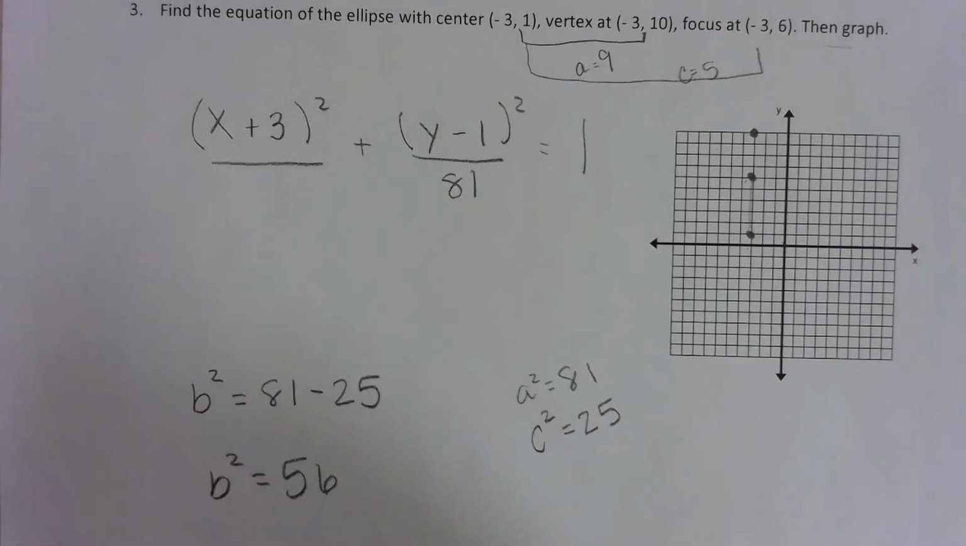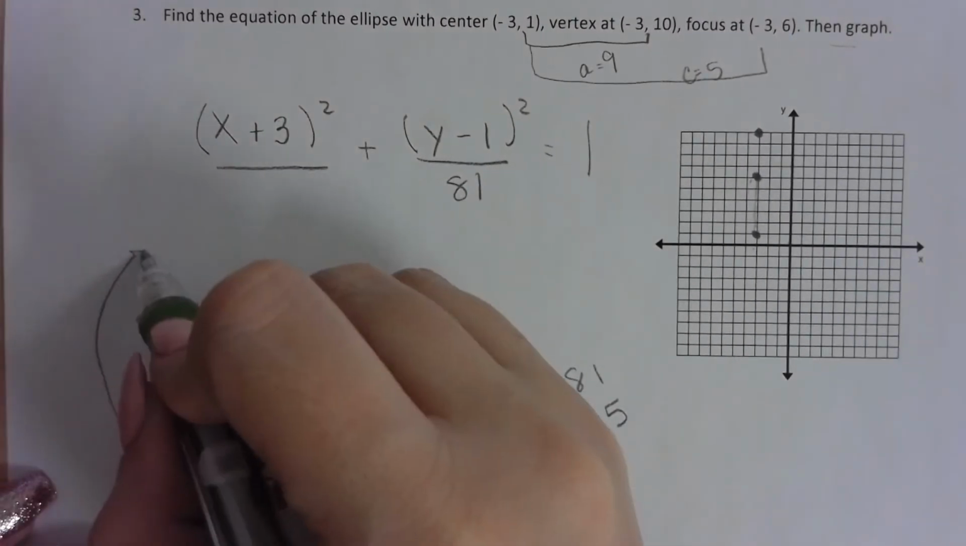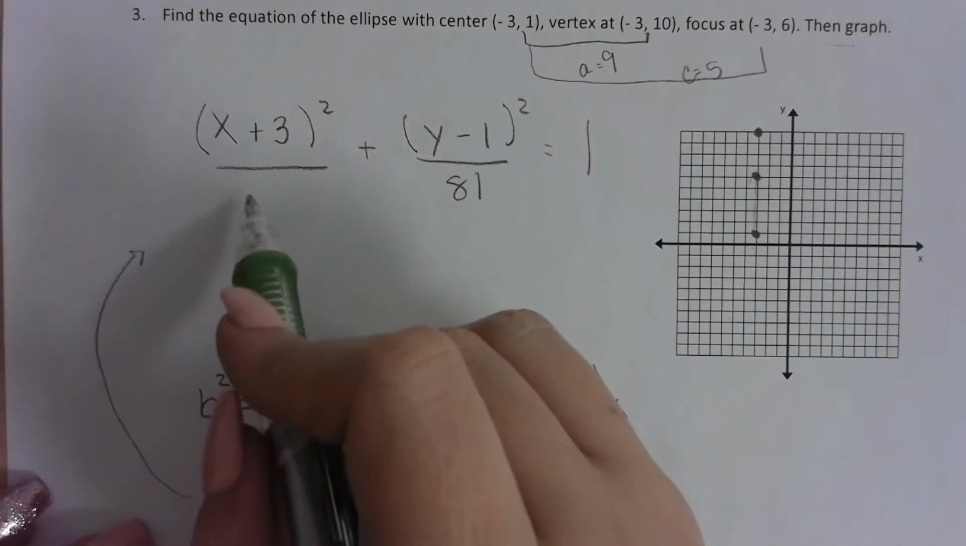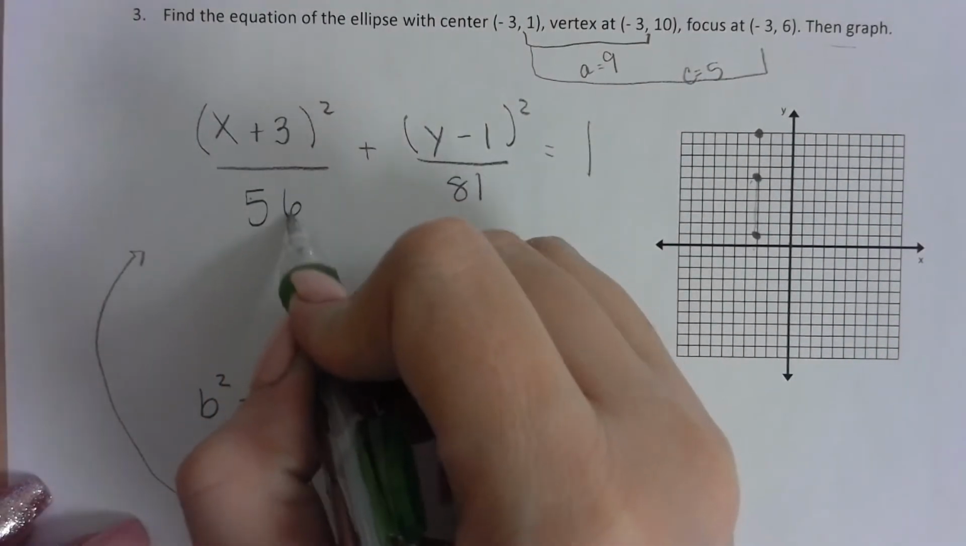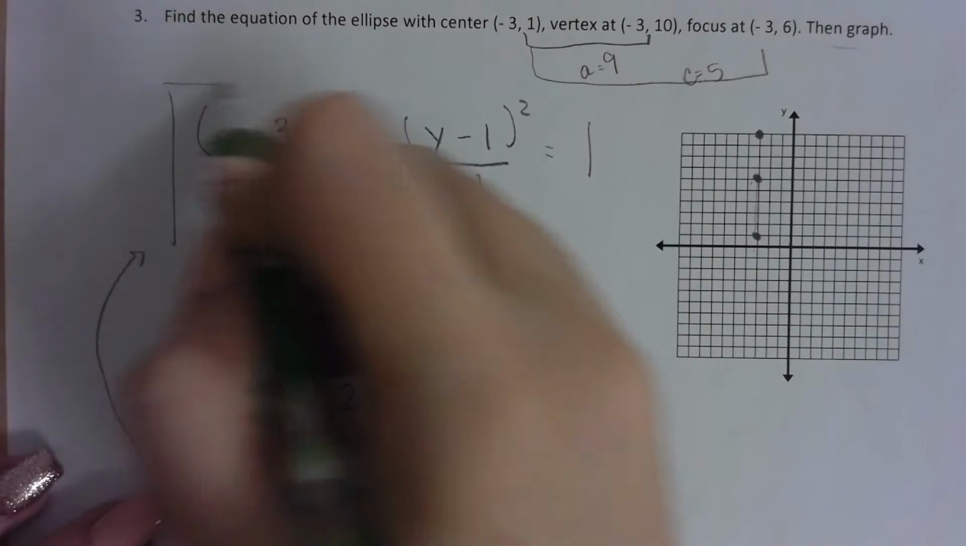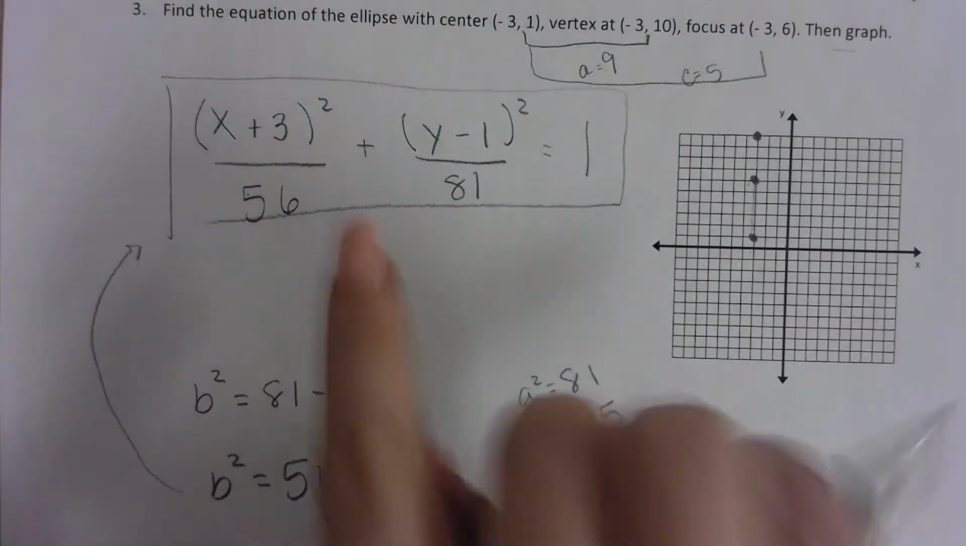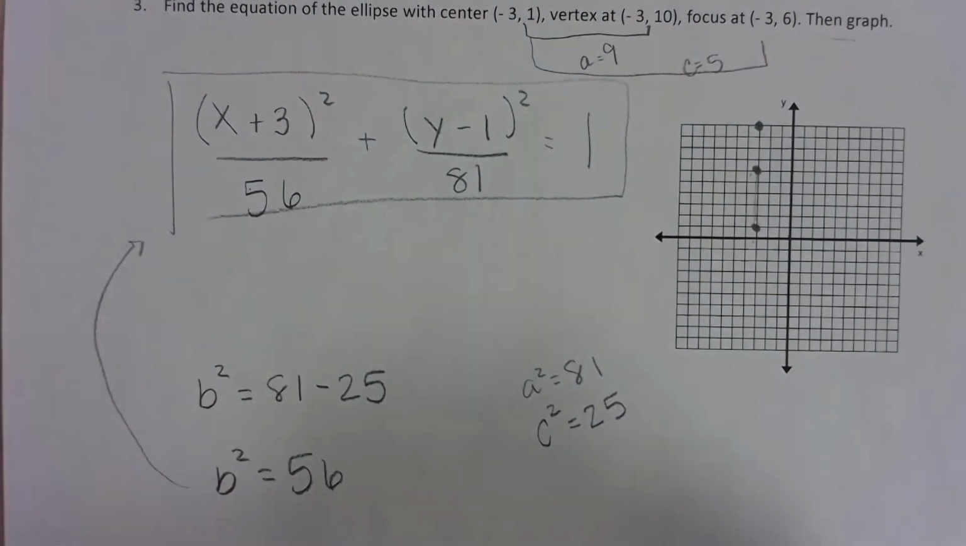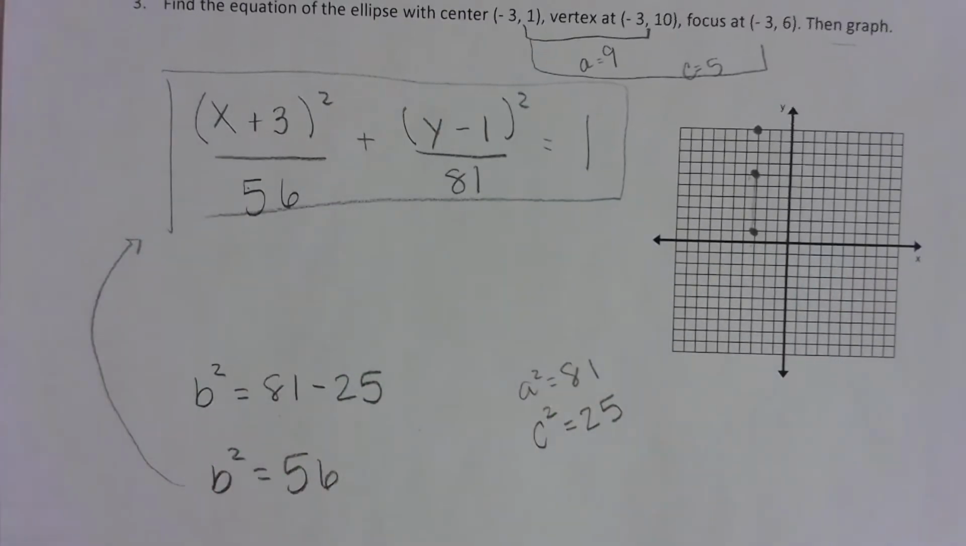which is 56. Now keep in mind, I don't really need to square root each side because all I'm doing is writing the equation, and b squared is under here anyways. So over 56. You can square root it. I'm not saying you can't, but you're just going to have to end up undoing it anyways. So b squared is 56.